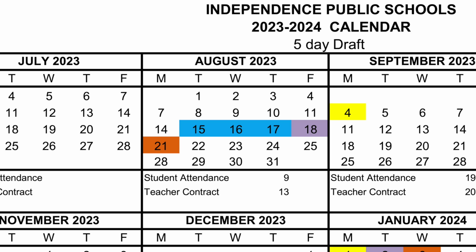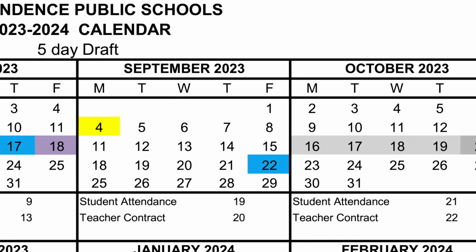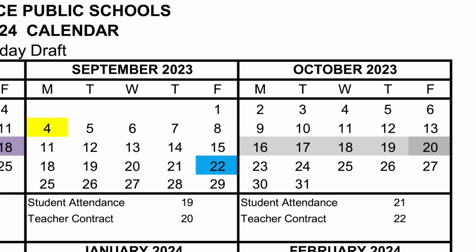The first day of school would be August 21st, and something that everyone needs to know is that because of a change in state statute, schools can no longer start school any more than 14 days prior to Labor Day. In September, we do have Labor Day on September 4th, and we have a Professional Development Day on September 22nd. Once you move into October, we have the week of conferences, October 16th through the 20th, and that Friday the 20th is a no student day.